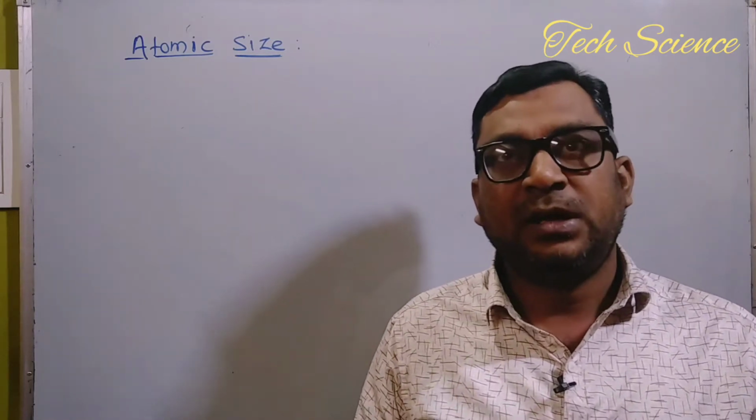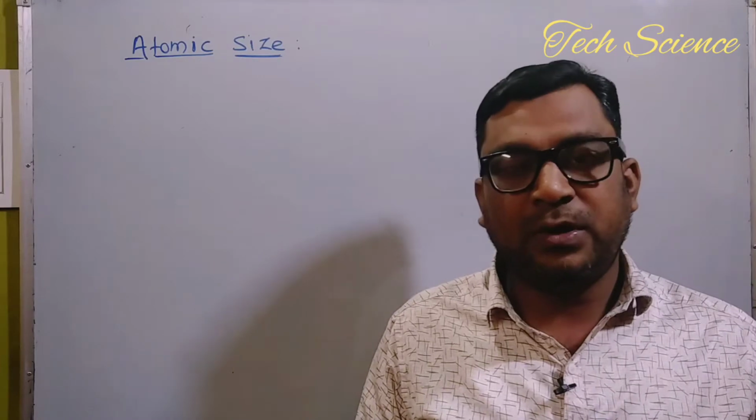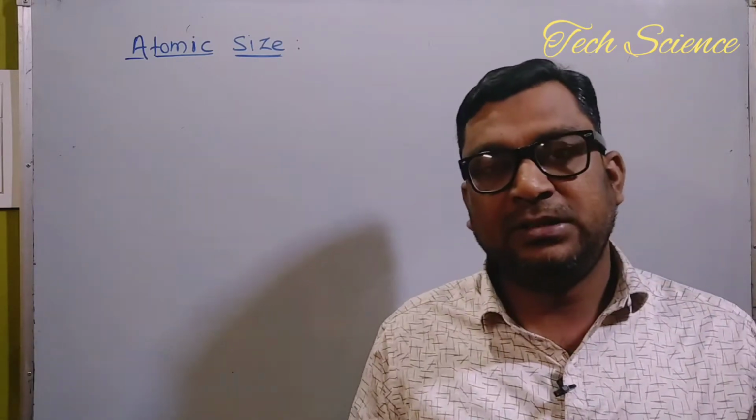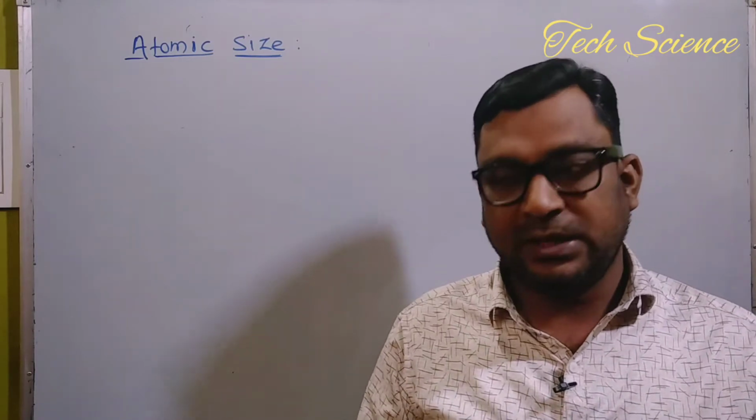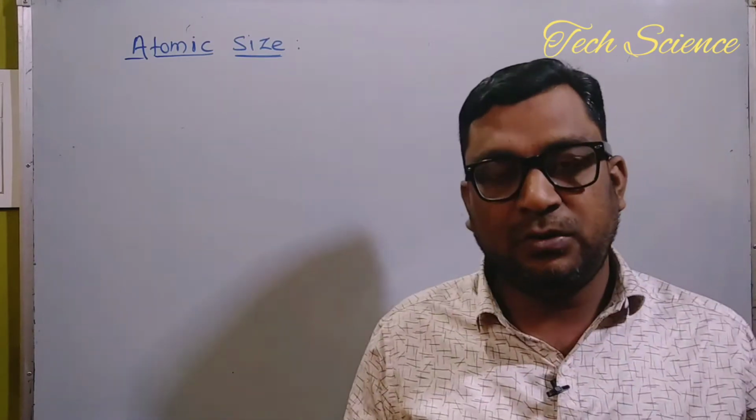In these trends in the modern periodic table we have three different points. The first point is valency. Second, atomic size, and third, metallic and non-metallic character. Now today we discuss the atomic size. What about the atomic size?